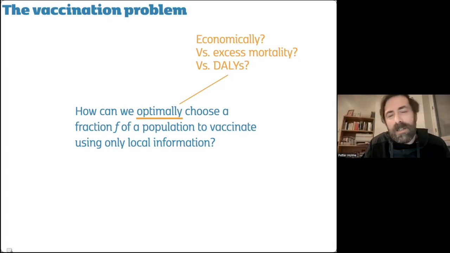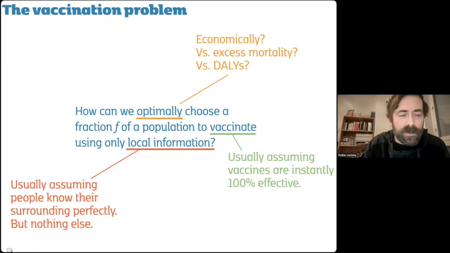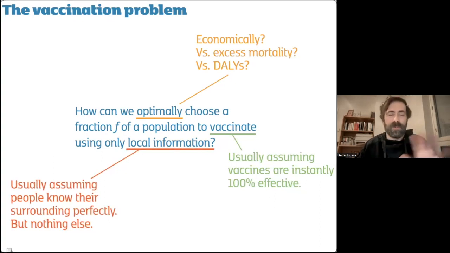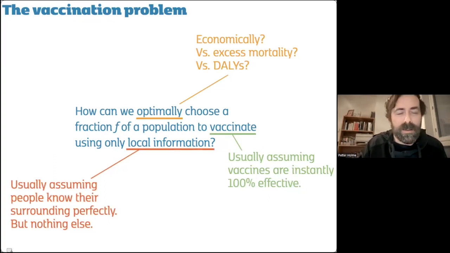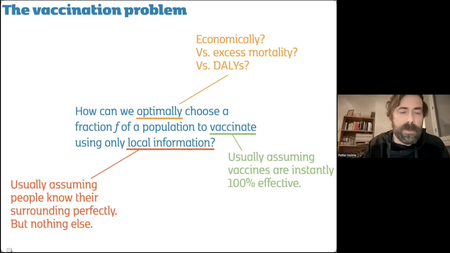Is it excess mortality from this disease, or is it disability adjusted life years that the public health community likes, or just some economic terms? And vaccinate, what can we assume about the availability of the vaccine and the efficacy? And what does local information really mean? Of course, this is about who meets whom, so it's very fuzzy. Maybe a little bit easier if you think about sexually transmitted diseases, but still, the precise formulation I leave to anyone who wants to go in this direction.